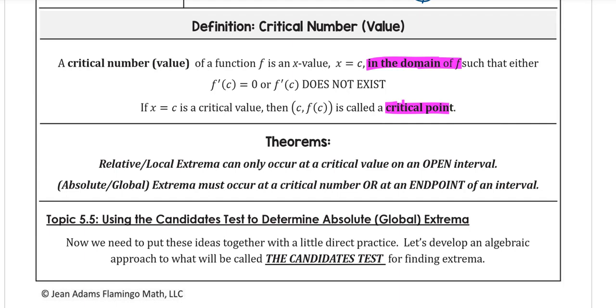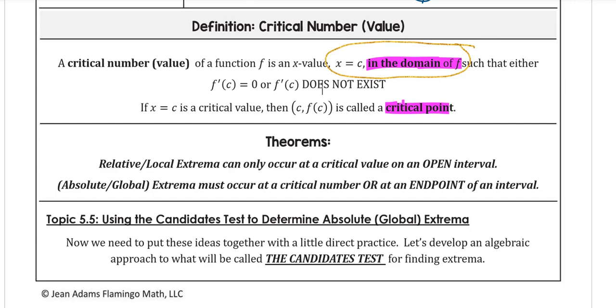Okay, now the first thing that I highlighted there, c has to be in the domain of f. It is possible that when you take the derivative, points that aren't defined in the derivative are defined in the original function. But if it is not defined in the original function, it doesn't matter if it does not exist in the derivative. It has to have been part of the domain.